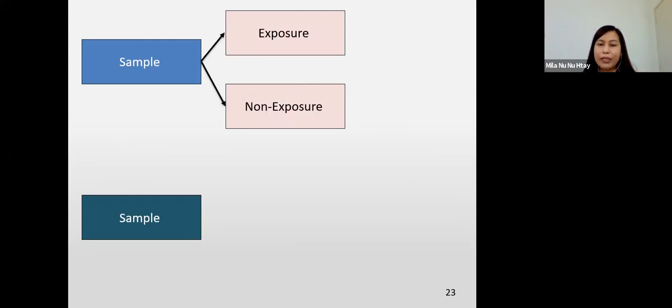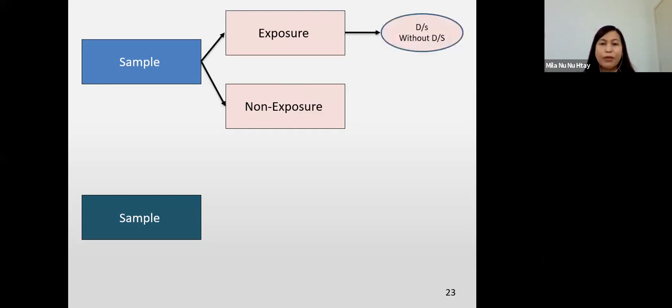It may be based on the exposed group and non-exposed group, or it may be based on the disease group and non-disease group. This division is not predetermined, because at the beginning of the study we do not know yet how many are exposed, how many are not exposed, how many have the disease outcome, and how many do not. After the data collection and analysis, we start to separate and compare these two groups.